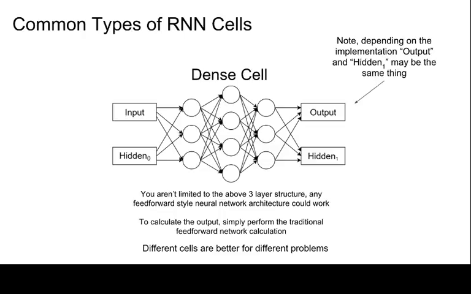You can put a standard feed-forward neural network structure into an RNN cell just by attaching some hidden input and hidden output. You can call it an RNN cell, and as long as it's feeding back, you're all good, right? So that's just a dense cell.